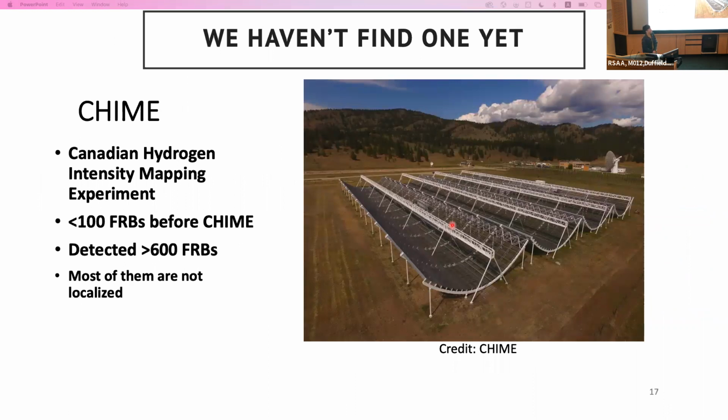Unfortunately, as I've mentioned, we have detected about 600 FRBs, but we haven't found one lens FRB yet. The most successful survey in finding FRBs is CHIME in Canada. Before CHIME, there were fewer than 100 FRBs. After CHIME began its operation, it has detected more than 600 FRBs, which is a quick jump. However, most of them are not localized yet.